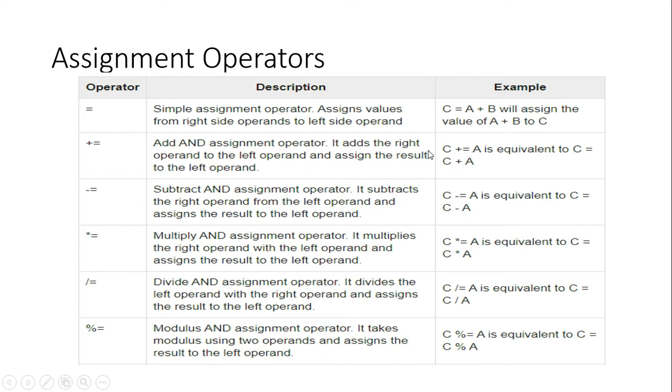It is the same as minus equal to, star equal to, slash equal to, right? The C equal to C star A. So when I am going to use the same variable continuing with another operator to manipulate the variable, I can write it like this. So C plus equal to A means C equal to C plus A. So these are the assignment operator methods.